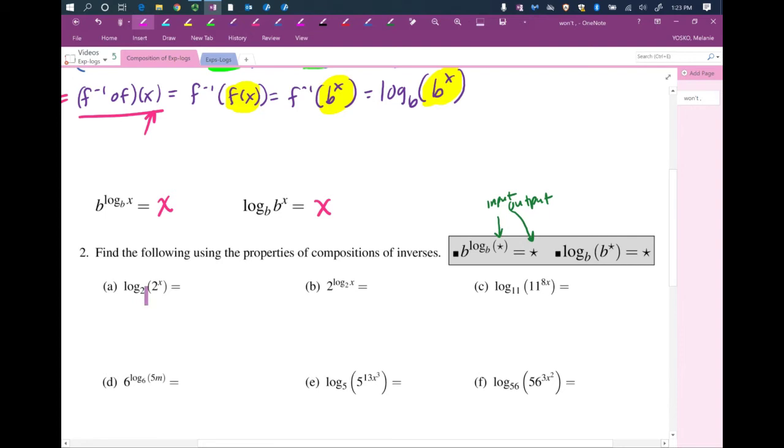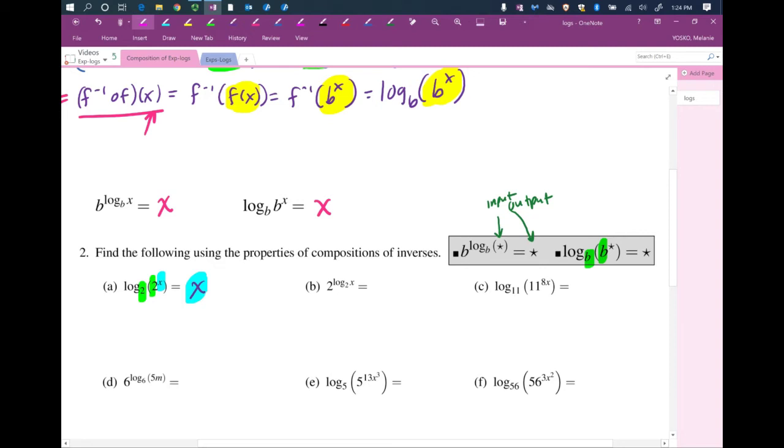So let's try some. Log base 2 of 2 to the x. What's the base of the logarithm? Well, the base of the logarithm is 2. What's the base of the exponential? It's also 2. Okay, so I'm actually looking at this example right here. See that? I have a log of an exponential. So do you see if these bases are the same? I just get that power as my answer. So my answer is just x.